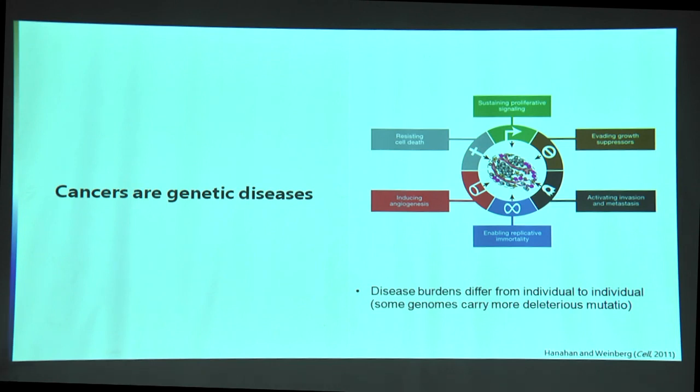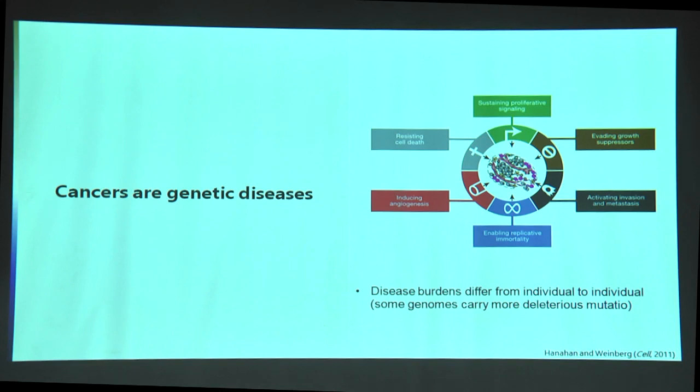So this is a classic figure showing the traditional hallmarks of cancer. But the idea is there are lots of ways that tumor cells can have mutations that make them more fit, and they can evolve to be very harmful to us. So we can have different numbers of mutations in our germline or in somatic cells, and we can think about that in terms of a disease burden.